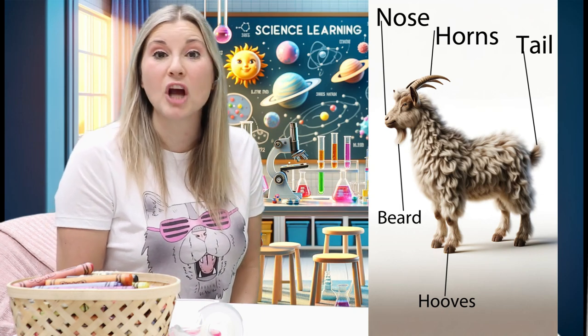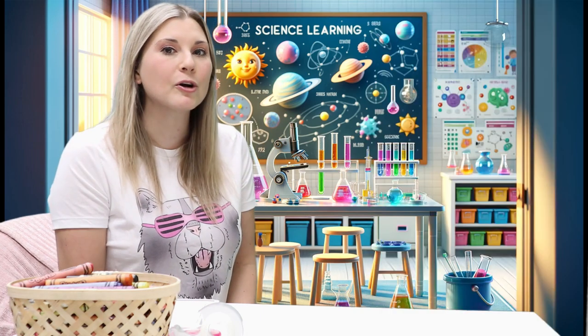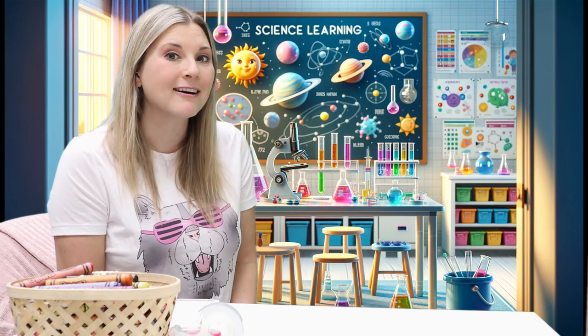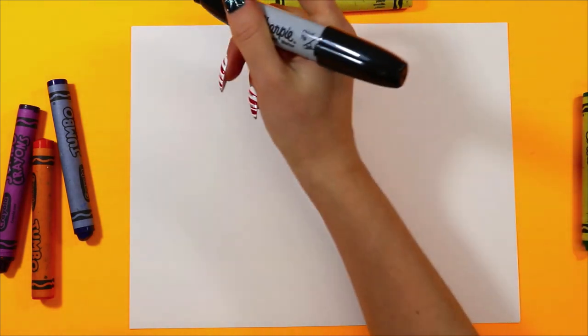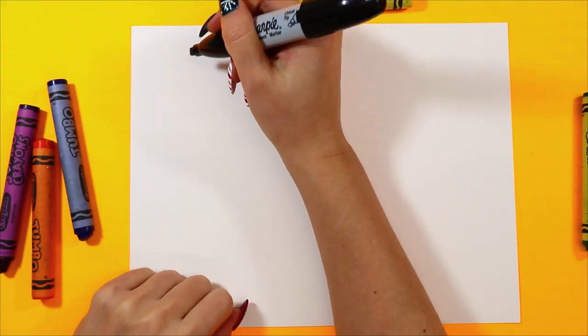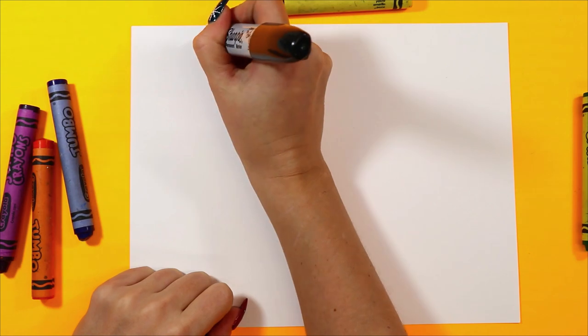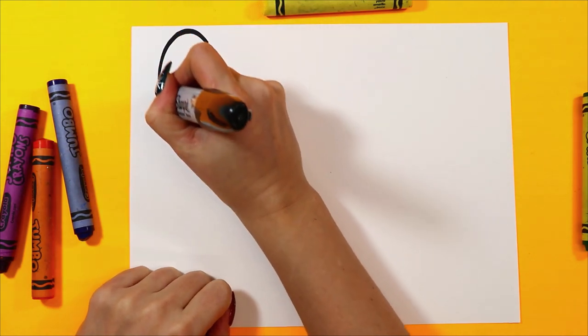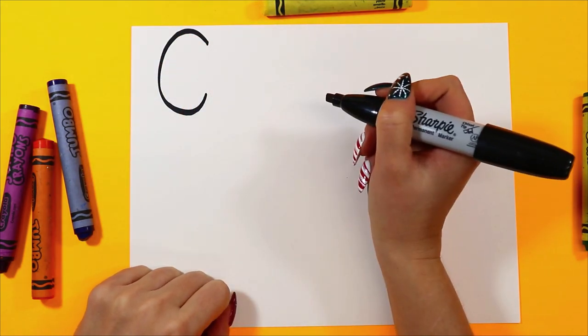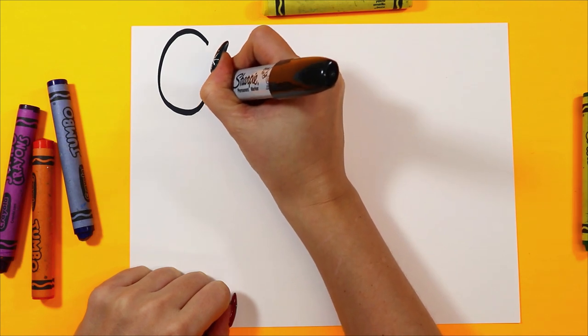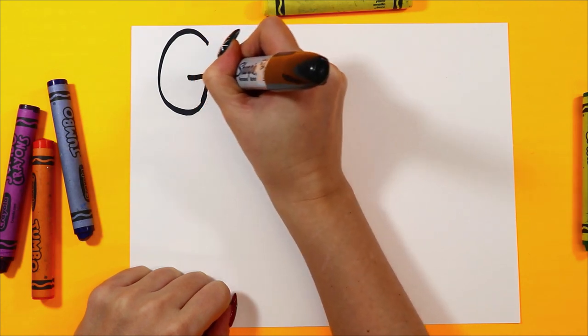All right, now that we've learned about the different parts of a goat, let's head on over to the art studio where we're going to draw some grapes. Here we go. Let's first write the word grapes. Let's start off with our capital letter G. We're going to start off with a letter C shape. And we'll go up and a line across.